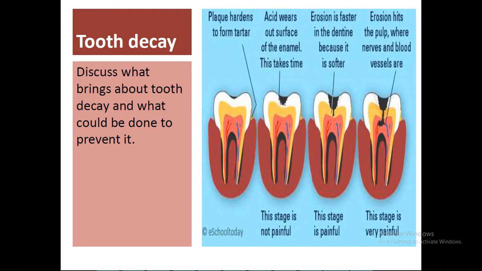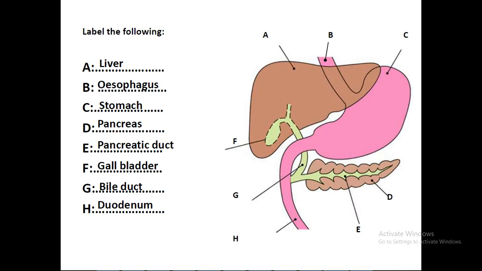Now, discuss with your teacher what brings about tooth decay and what could be done to prevent it, and write a note of a few points on how to prevent tooth decay and how tooth decay starts. Okay, this is your assignment. Now, next, label the following: liver, esophagus, stomach, pancreas, pancreatic duct, gallbladder, bile duct, and duodenum.